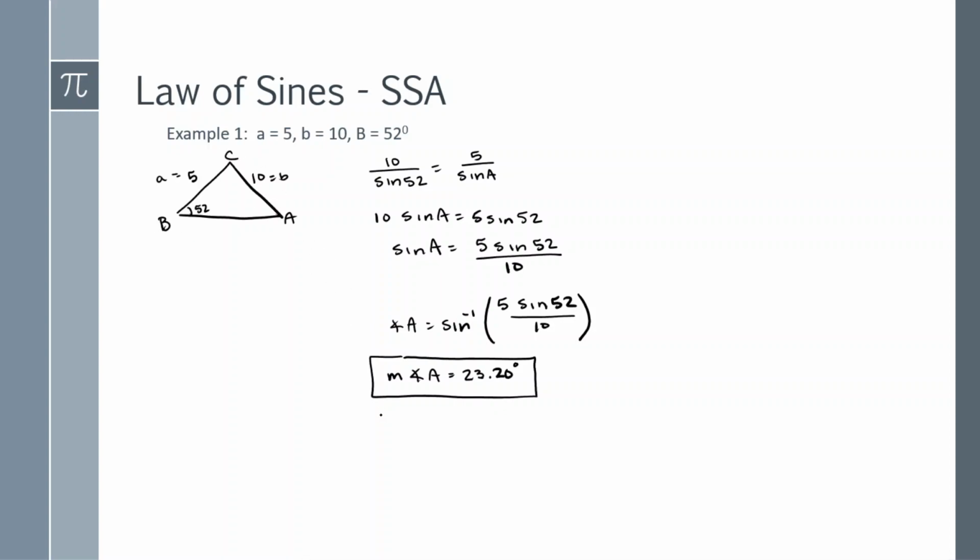So angle, we'll call it angle C. The measure of angle C is going to equal 180 minus 23.20 minus the 52 we were given. And that will give me 104.8 degrees.